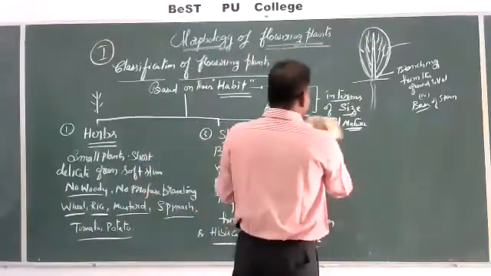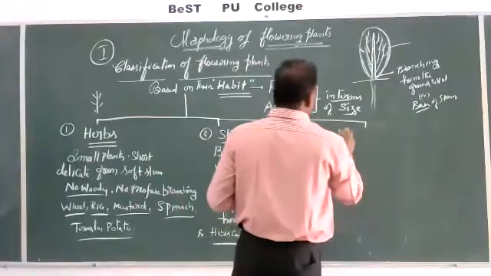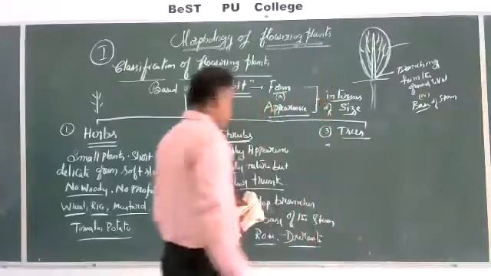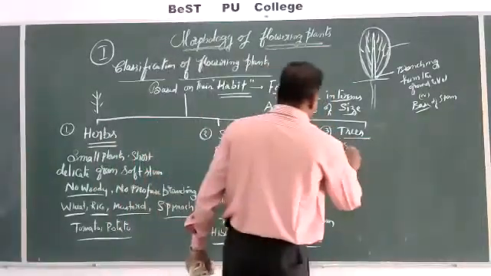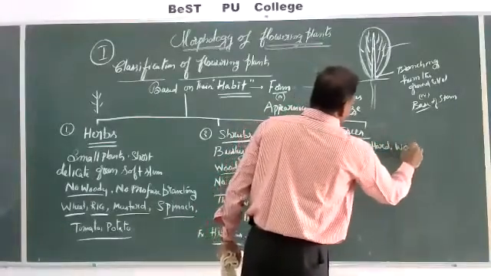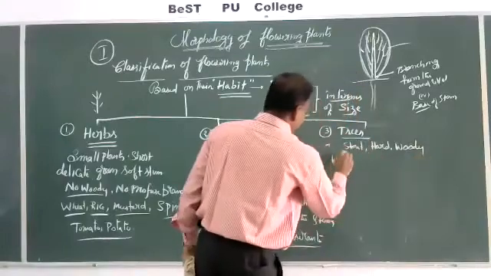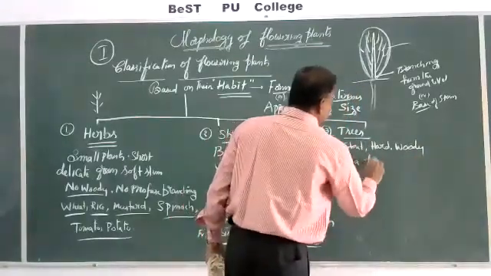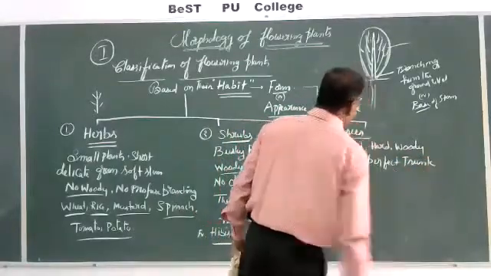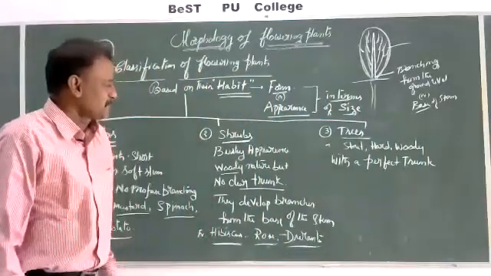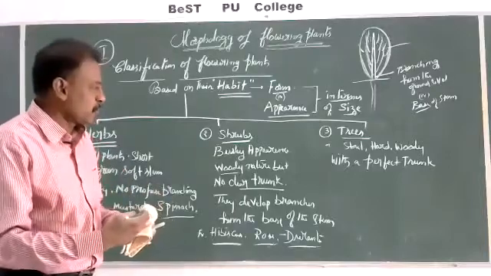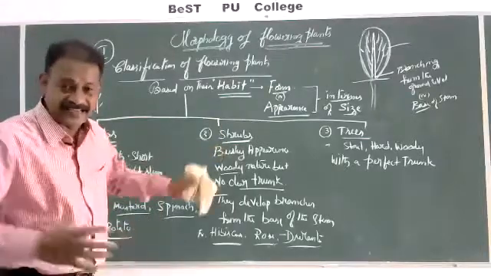Third one, trees. These are stout, hard, woody, with a perfect trunk. Trees are stout, hard, woody, with a perfect trunk. Trunk means this.